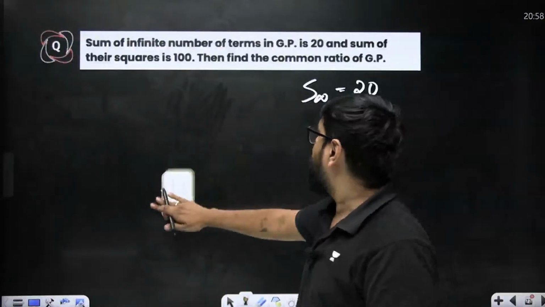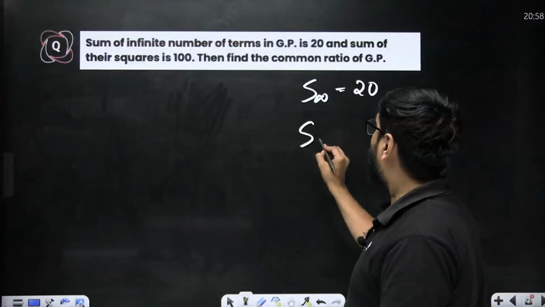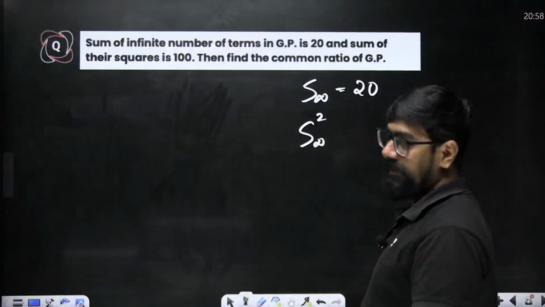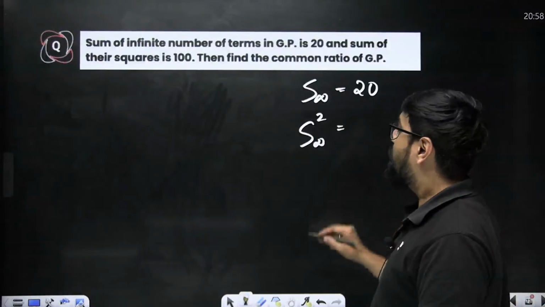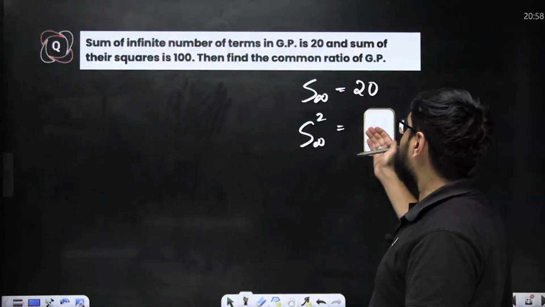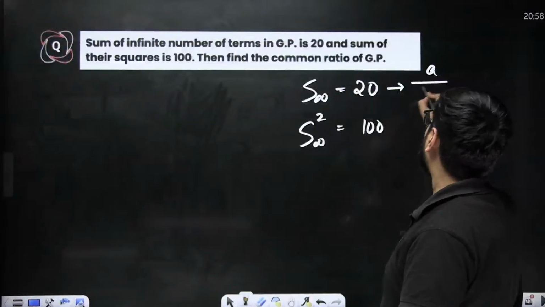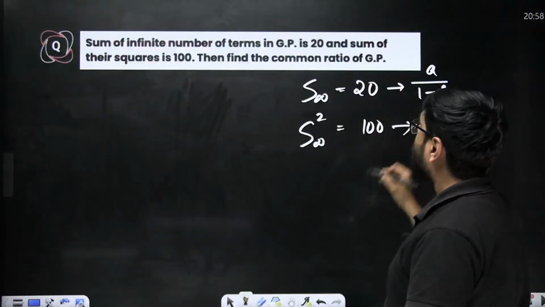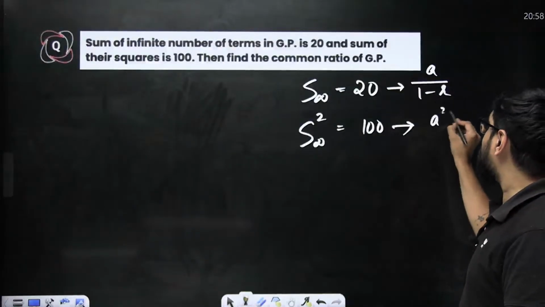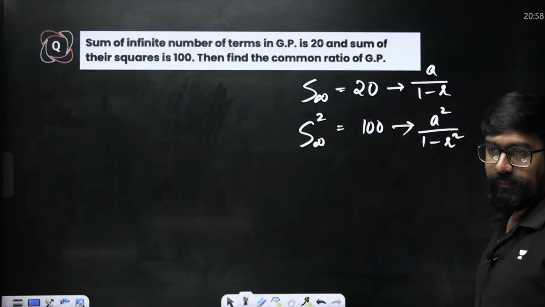Right? Sum of infinite terms of a GP is 20. Sum of infinite terms for the squared GP will be equal to what? First term of the squared GP will be a square. This is given to you as 100. This formula we know, a divided by 1 minus r. First term will be a square, common ratio will be r square, nothing else.